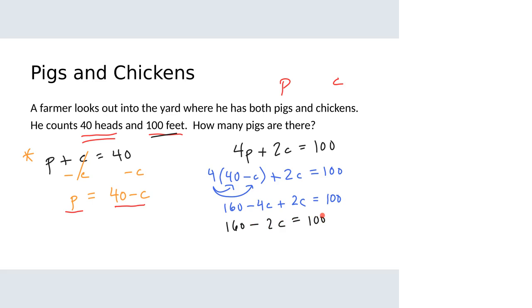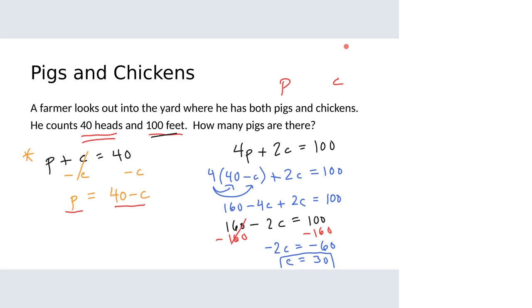And now I've got a choice. I could just subtract 160 from both sides. So let's see, if I subtract 160 over here and subtract 160 over here, those will cancel, leaving me with negative 2C on the left and negative 60 on the right. The last thing I'll need to do is divide both sides by negative 2. When we do that on the left, we have C, and we do that on the right, we get 30. What I just found out is there are 30 chickens.